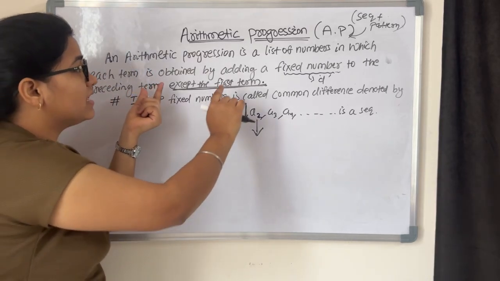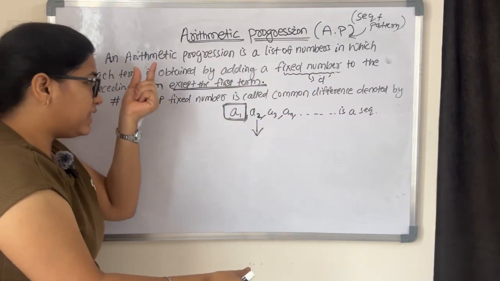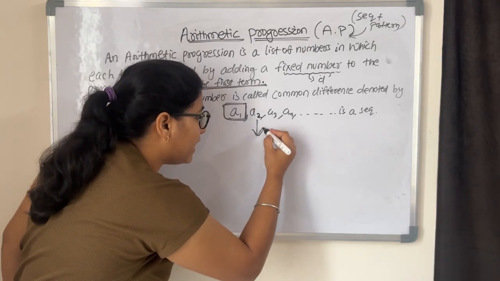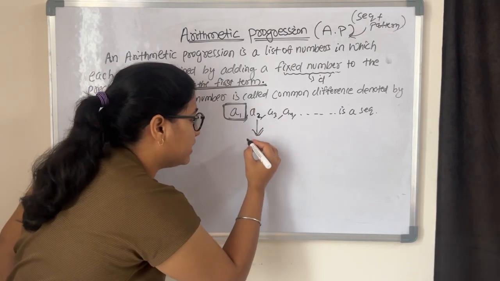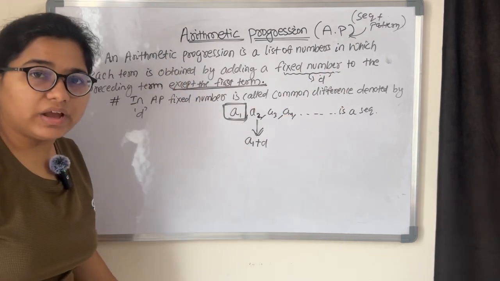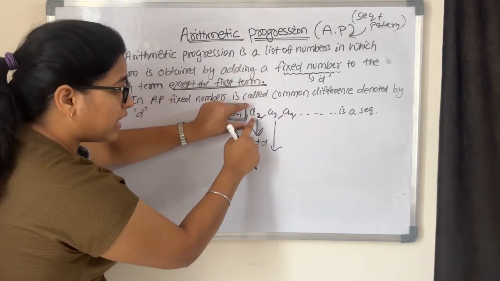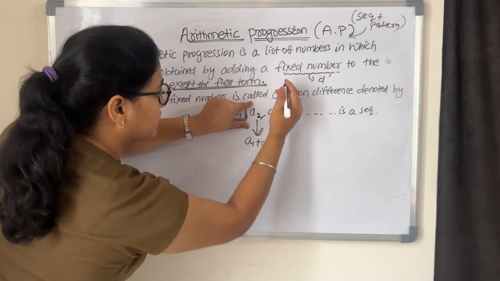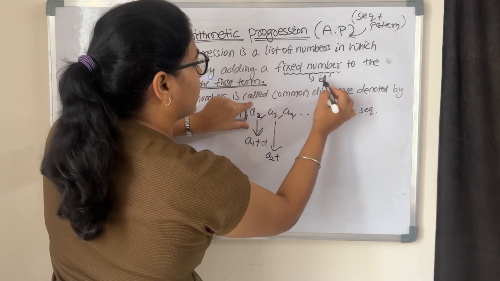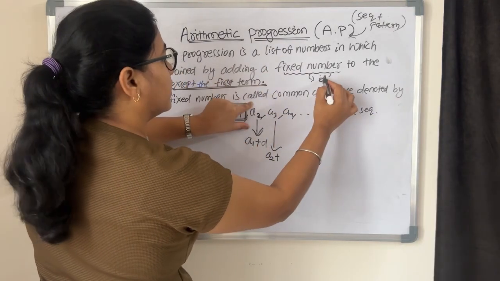Preceding term plus adding a fixed number D, adding D to the preceding term, that term should be obtained. That means to obtain A2, we need to check whether it is A1 plus that difference D. If A3 is obtained from the previous term A2, it is A2 plus that common difference. See, common difference D, that is a fixed number. The fixed number in AP is called common difference, denoted by small d.